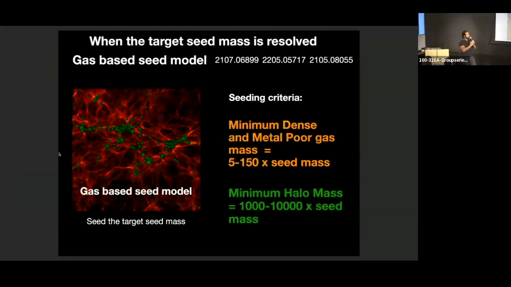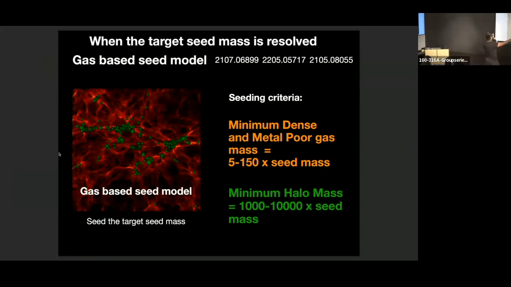In this case, we have this gas-based seed model, which comprises two basic seeding criteria. The first criterion is the minimum mass of halos of gas that is simultaneously dense enough to form stars, but also devoid of metals. We explore a variety of these thresholds from 5 to 150 times the seed mass or so. And in the process, explore different possibilities of the seed formation efficiency, in terms of how much star-forming metal-poor gas mass can be effectively converted to a black hole seed for a given seeding channel.